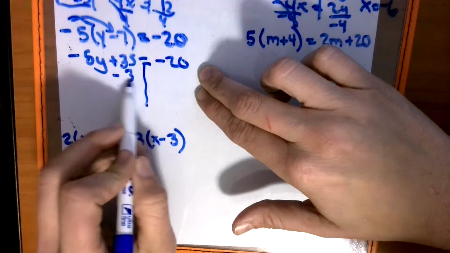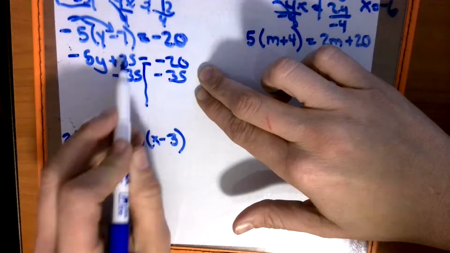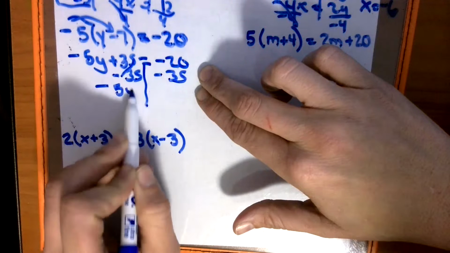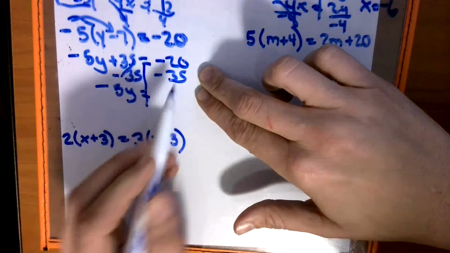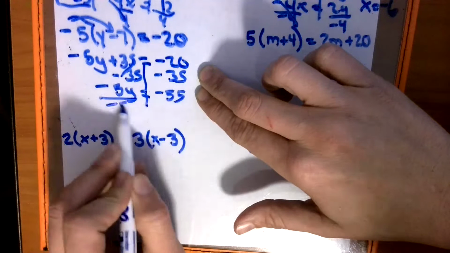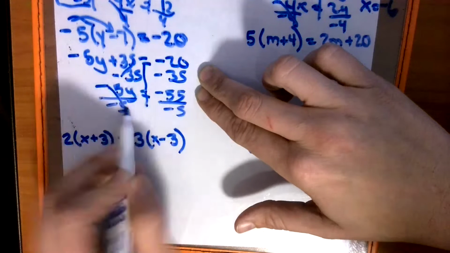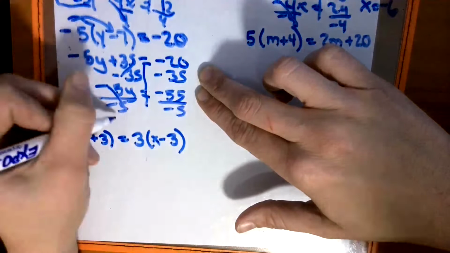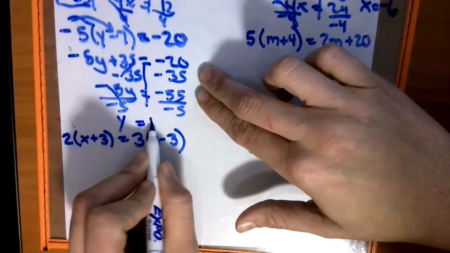Draw our line. Negative 35, negative 35. Negative 5y equals negative and a negative make a bigger negative, so negative 55. Divide by negative 5. Divide by negative 5. Negative divided by a negative is a positive. So y equals 11.